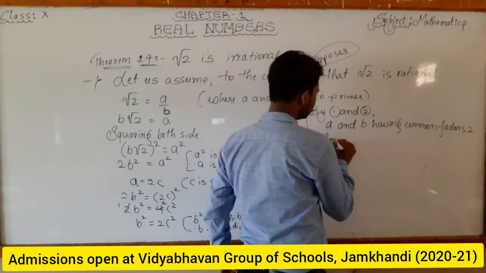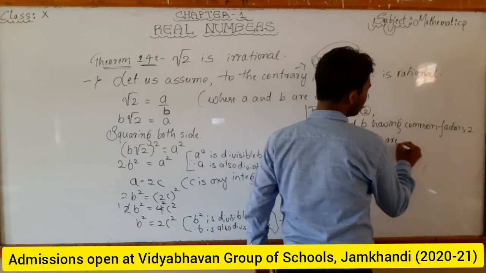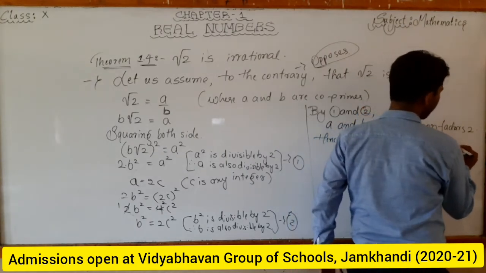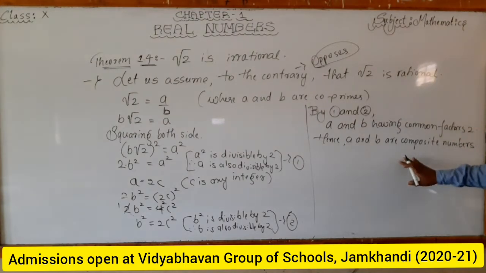Hence A and B are composite numbers. If A and B both are composite numbers, therefore this contradicts the fact that A and B both have the common factor 2. Hence A and B are composite numbers.